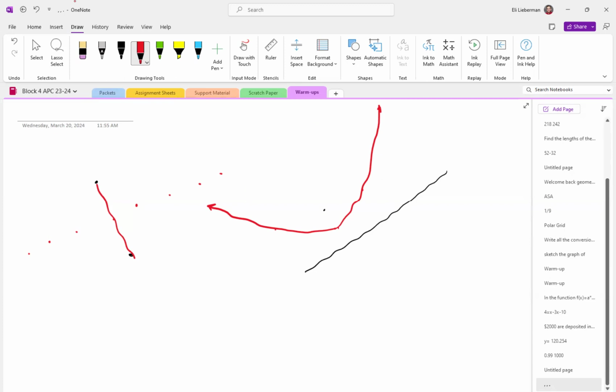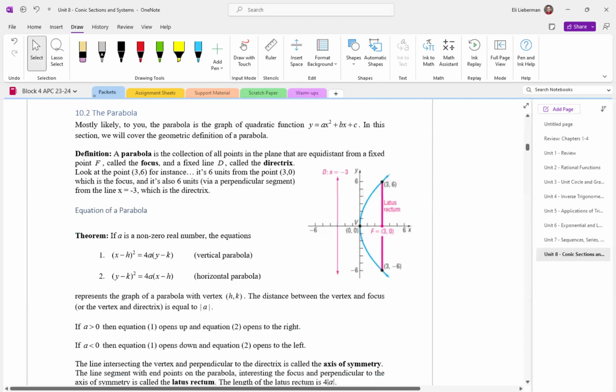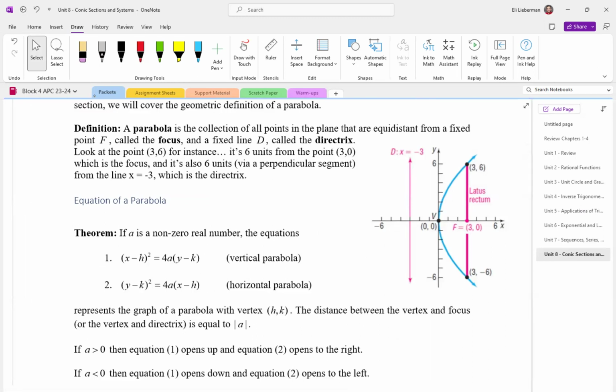So let's go back to the packet, the earlier part of the packet, 10.2. I know up until this point you studied parabolas before, but did you ever talk about the definition of a parabola? I know you talked about the definition of a circle: all points equidistant from a single point. That's why a compass works. But the definition of a parabola, and I hope this makes sense, is the collection of all points in the plane that are equidistant from a fixed point F called the focus and a fixed line D called the directrix.